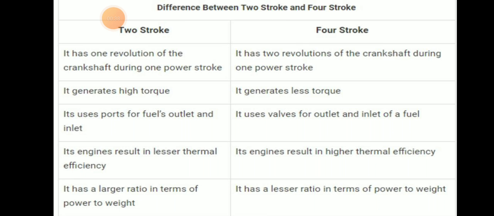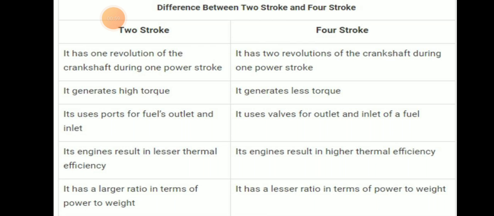A 2-stroke generates high torque, so torque will be high. In 4-stroke, less torque. In 2-stroke, the engine uses ports for fuel and exhaust outlet and inlet. But in the case of 4-stroke, there will be valves, an exhaust valve and an inlet valve. In the case of 2-stroke, there will be ports.